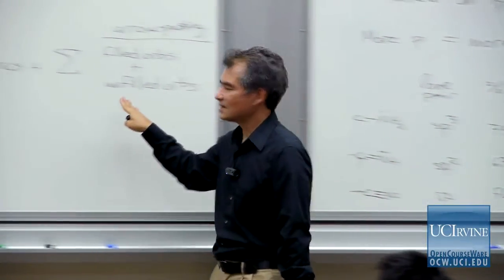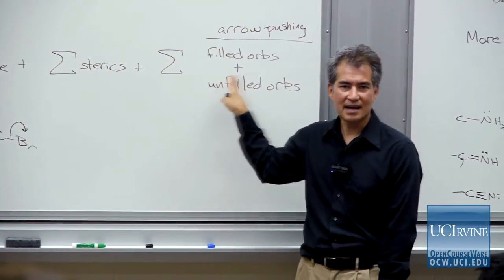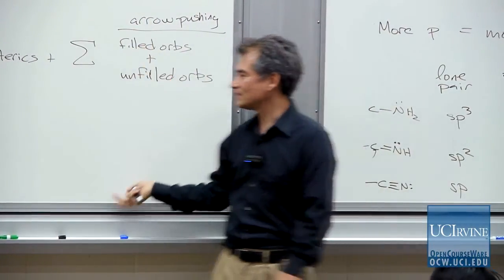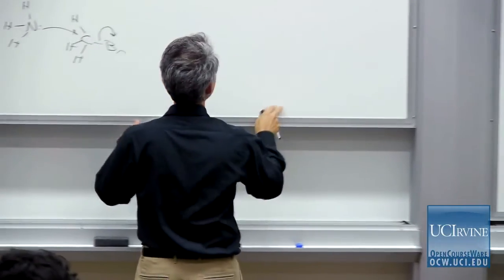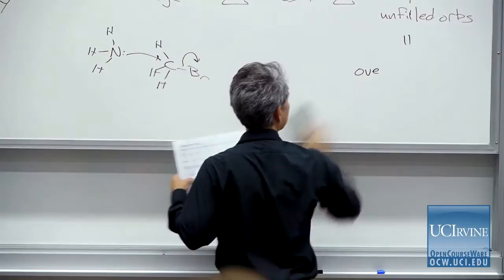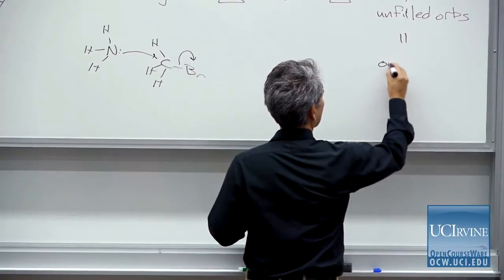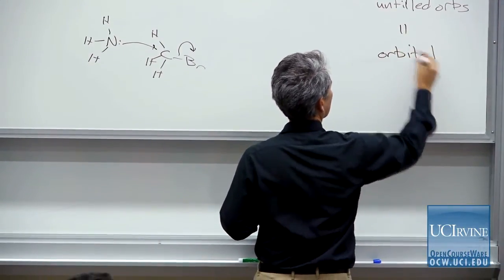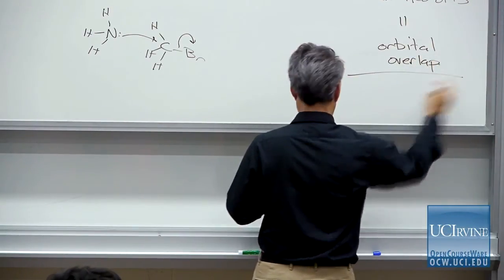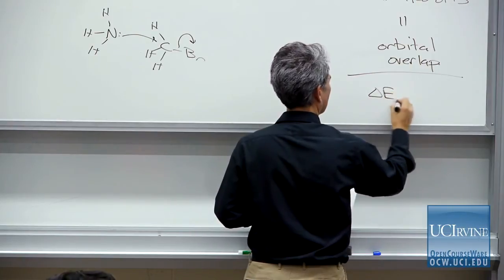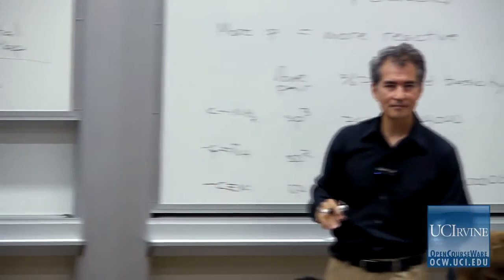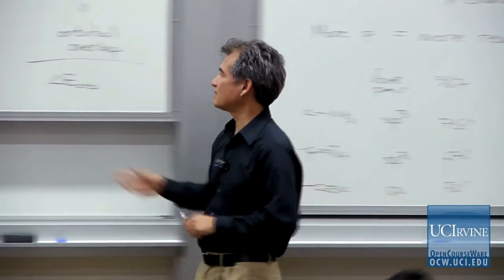Now I want to get down to the nitty-gritty of this equation, because I didn't tell you the form of this equation. And now I'm going to have to give you an equation that may look sort of complex, but it's not too complex. That's the equation. This is the equation that underlies arrow pushing.